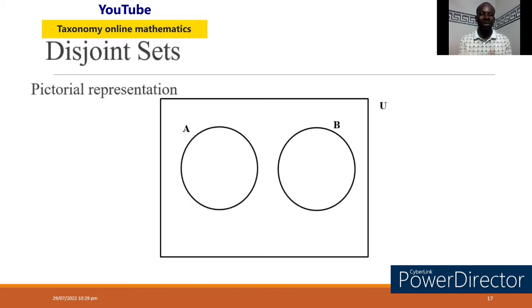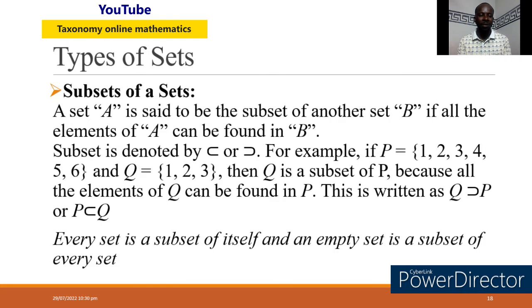Which we can represent on a pictorial diagram as this. The two sets are not going to have overlapping. So the elements are going to be separately categorized on each set with no overlapping. That is what we call a disjoint set.